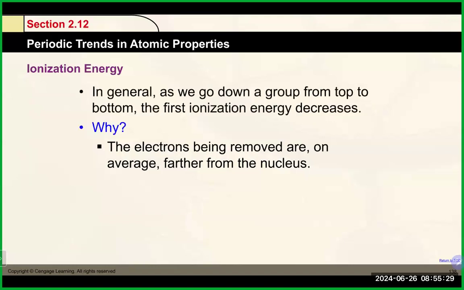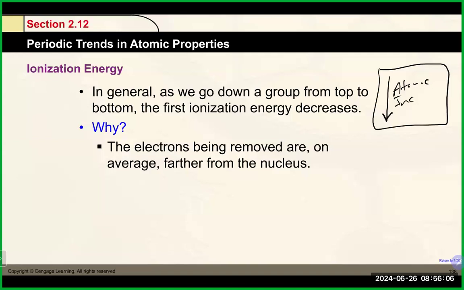All right, so in general, as we go down a group from top to bottom, ionization energy does decrease. As we go down on the periodic table, the atomic number increases, right? That means there are more protons, and more protons means a positive charge. But there are also more electrons, right? So there are more electrons further out in a higher energy level, further away from the nucleus and not held as tight.